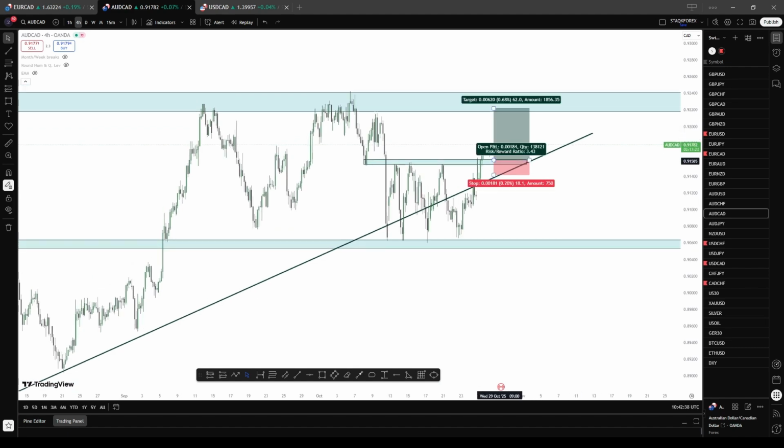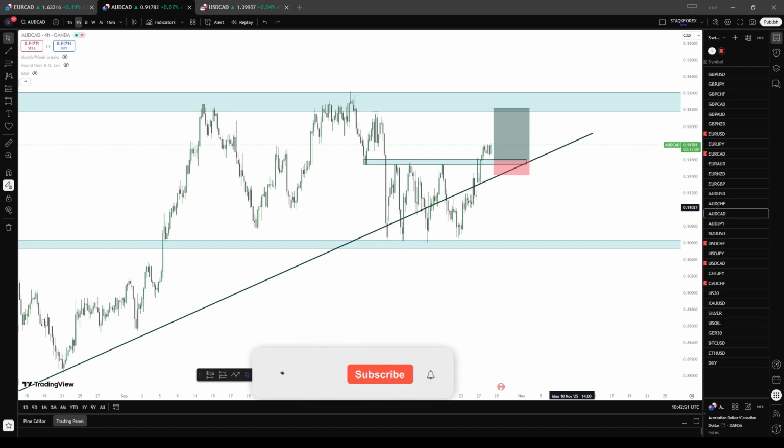So from now, we are expecting price to move down a bit, then give us some confirmation, then we buy to this zone. You understand? So that is how I use support and resistance to trade.